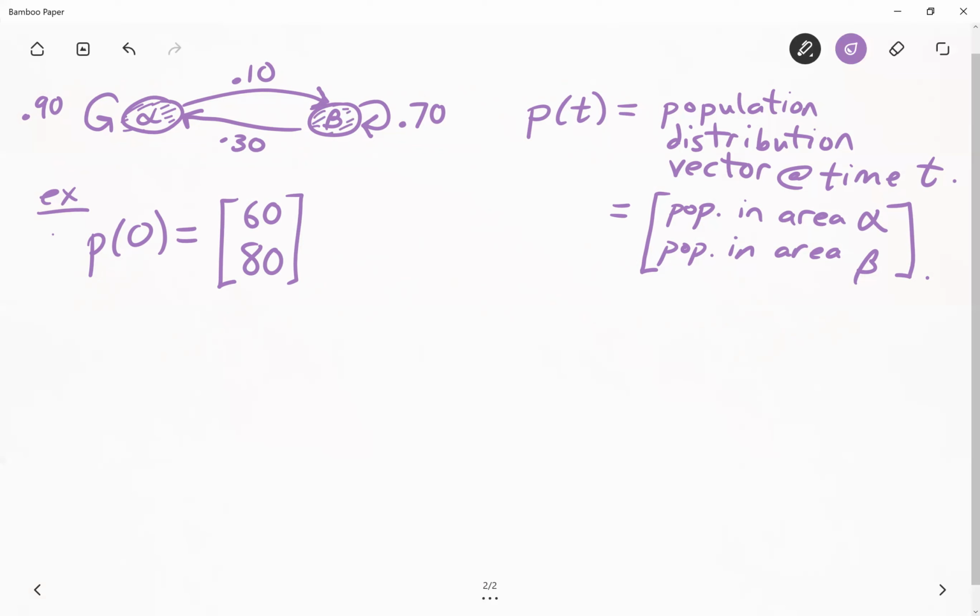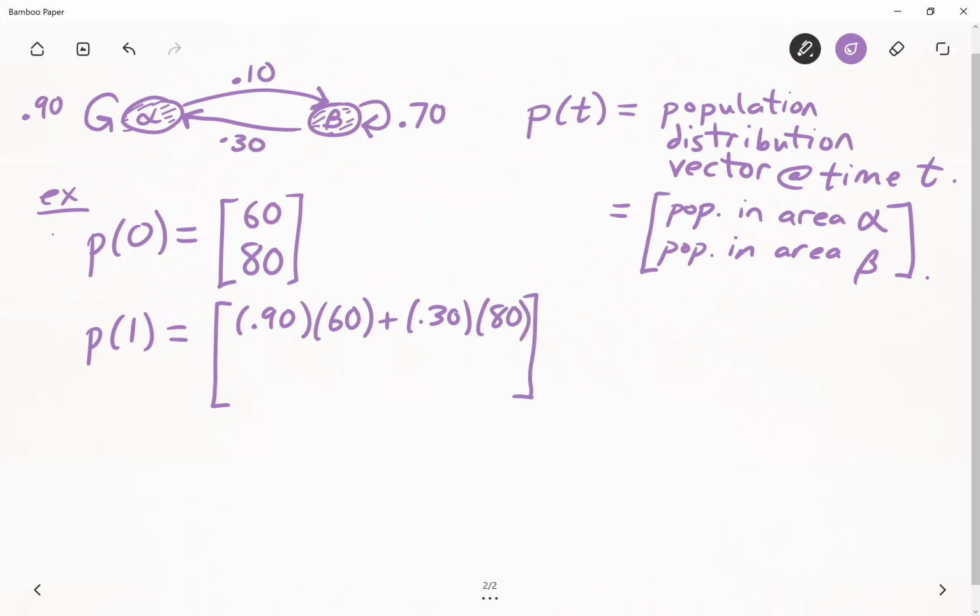And we'd like to figure out what happens to this population every year. So for example, let's say we'd like to calculate the population 1 year later. So we can do that with some mathematical calculations. So for instance, the top entry of this vector, recall that's the population in area alpha. Now to calculate what happens next year, we know that 90% of the current population stays in that area. So that's 90% of 60, plus we'll get an influx of 30% of area beta's population, which we said was 80.